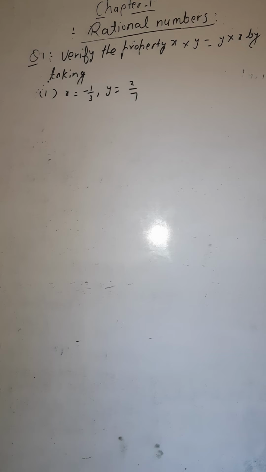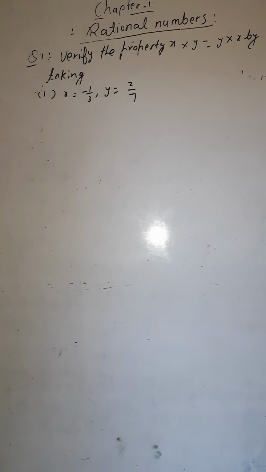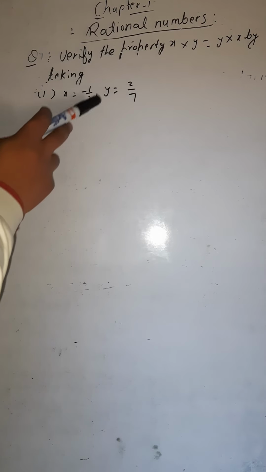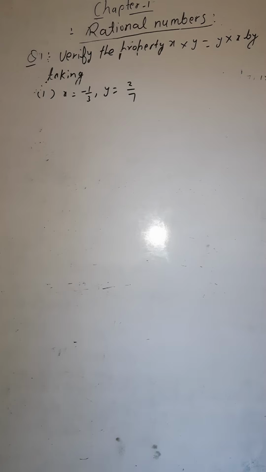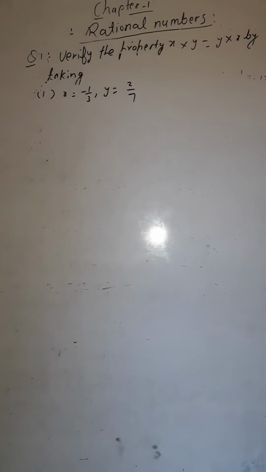So hello dear students, now we would be moving ahead in this chapter number one, that is rational numbers. The first question today is: verify the property x multiply y is equal to y multiply x by taking x is equal to minus 1 by 3 and y is equal to 2 by 7. You have to verify this property. This property is also known as the commutative property. You have to know this also, commutative property.